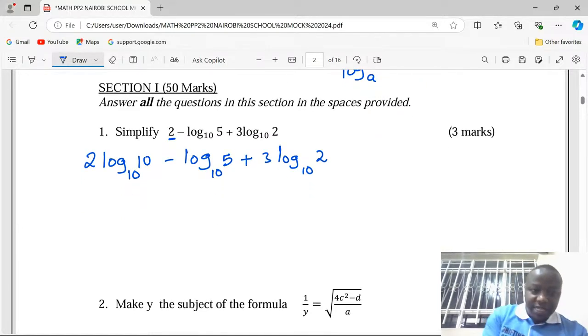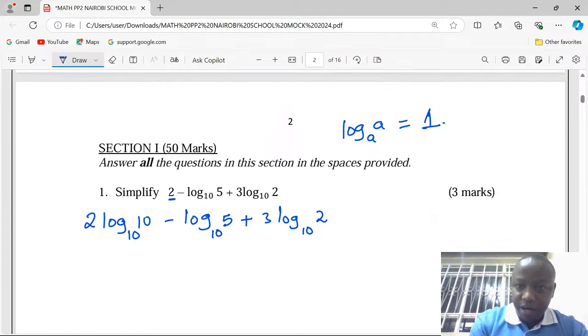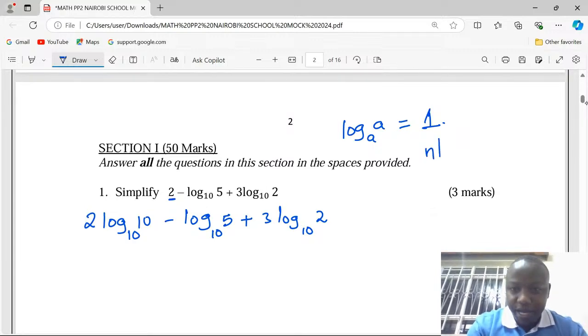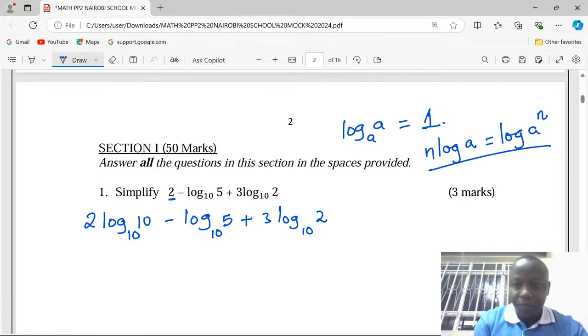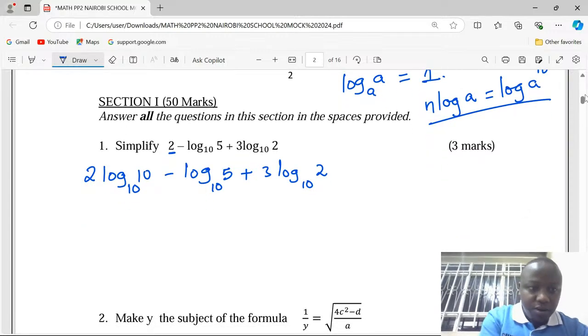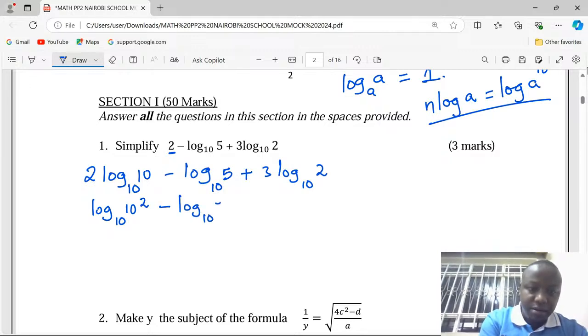It's also good to know that there is another law of log which says when we have n times the logarithm of a number, say a, this is solved by taking the logarithm of a to the power of n. So through that law, we can conclude that it is the logarithm to base 10 of 10 squared, minus the logarithm to base 10 of 5, plus the logarithm to base 10 of 2 to the power 3.